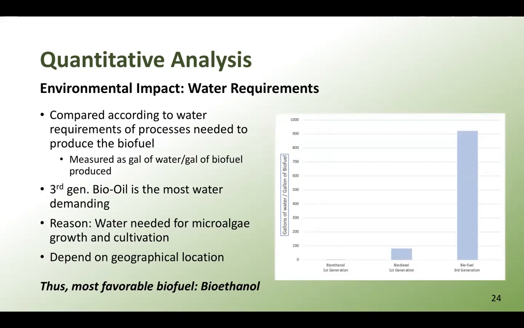Okay, so similarly, we mentioned that the third generation biofuel requires a lot of water. So if we look at the graph, it has a much larger amount compared to the others. And this is because the microalgae requires a lot of water for their growth and cultivation, while the biodiesel also requires more water than bioethanol, since it requires a lot of irrigation water to obtain the plants and vegetables for the biomass of the biodiesel production. And meanwhile, bioethanol requires the least amount of water, which is why we picked it as the most favorable.